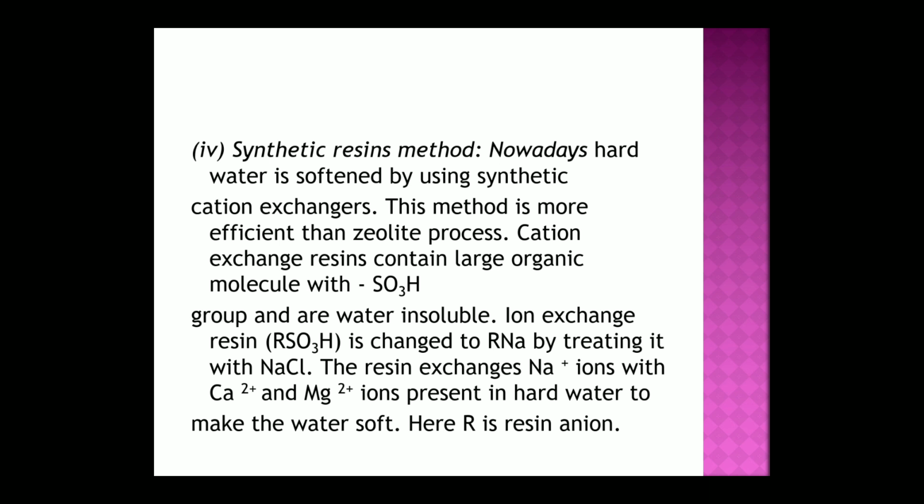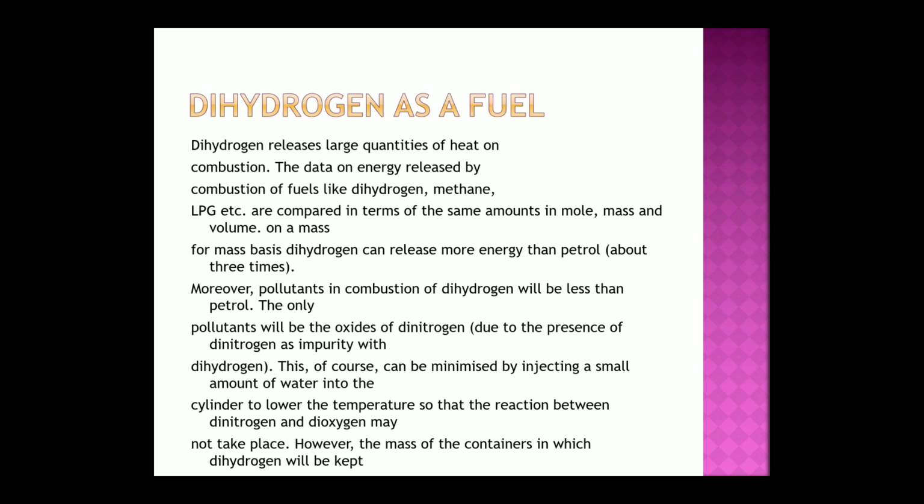The cation exchange resin contains large organic molecules with the sulfonate SO3H group and is water insoluble. So basically, an ion exchange resin like RSO3H is changed into RNa by treating it with NaCl. These resins exchange sodium ions with the calcium and magnesium ions present in the hard water. So ultimately it results in the softness of the water and the hardness gets removed.